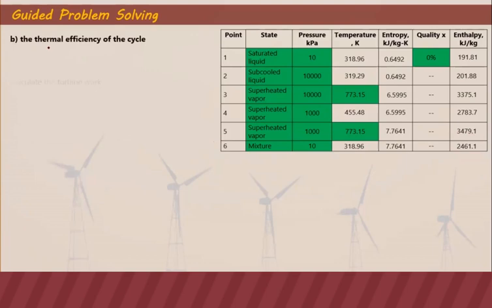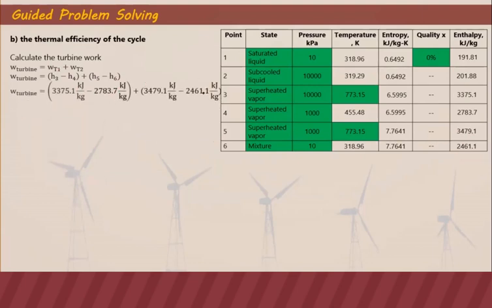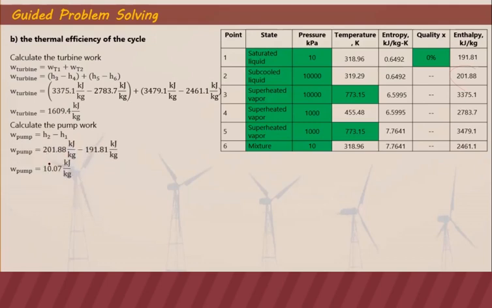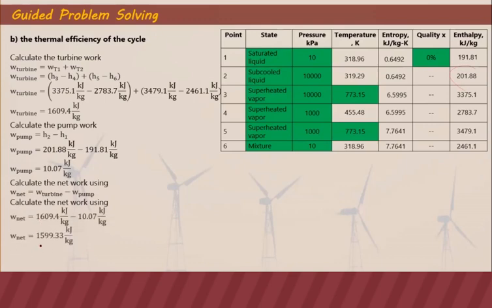For the thermal efficiency, we can still use those formulas, but this time instead of using H4A and H6A, we use the values in the table, which are H4 and H6. We substitute those values here and get the turbine work as 1,609.4. For the pump work, we're going to use H2 instead of H2A. H2 is 201.88, so our pump work is 10.07 kilojoules per kilogram. The net work is just the difference of those values, and that is 1599.33.